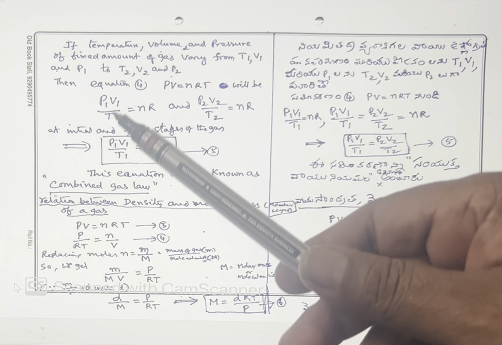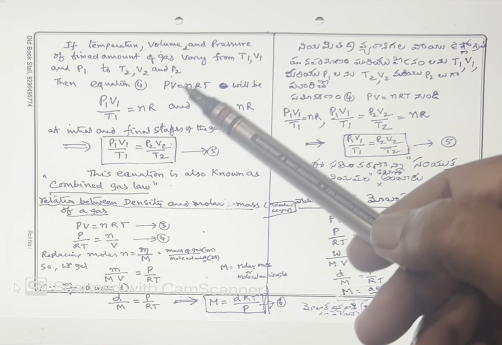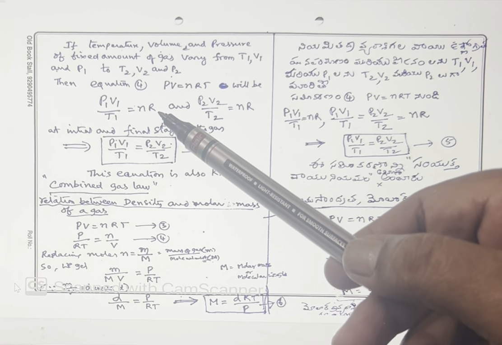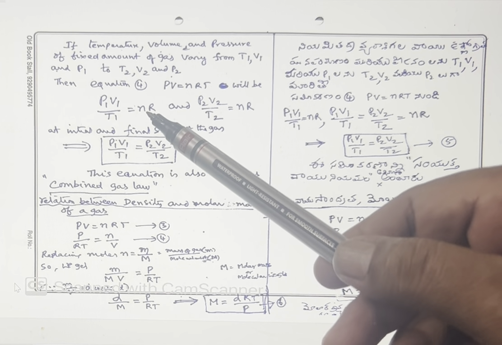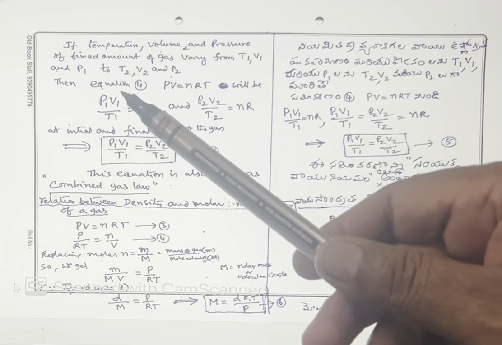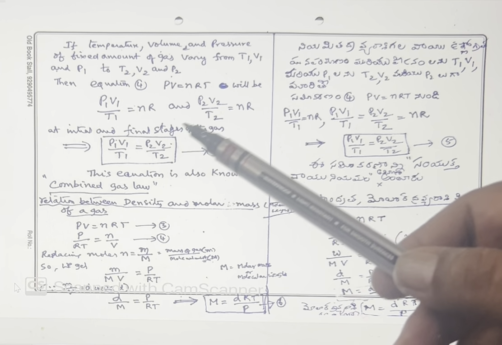In the first stage, P1 V1 by T1 is equal to nR. n is moles, R is constant. n moles are constant, R is also constant. So, P1 V1 by T1 is equal to constant.